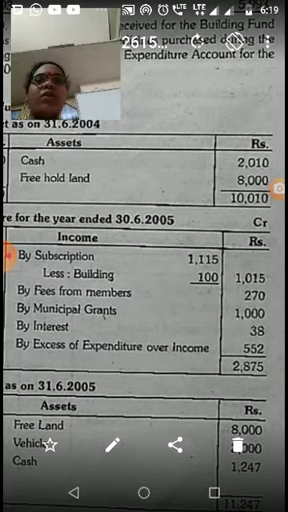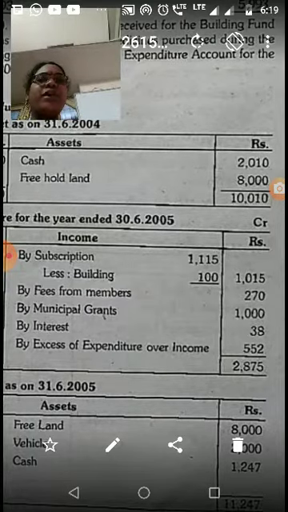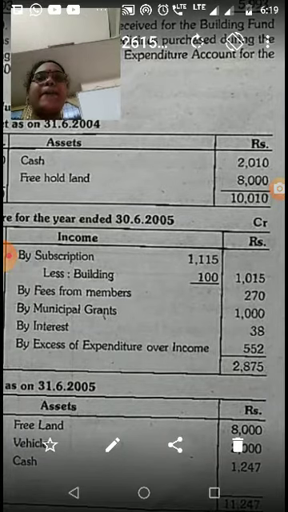By subscriptions is 1115 given in the problem. Less building subscriptions: included in this is 100 rupees, so we have to remove it. A donation of 100 received for the building fund was wrongly included in the subscriptions, which means here we have to reduce the 100 rupees from the subscriptions. Here 1115 minus 100, that is 1015.